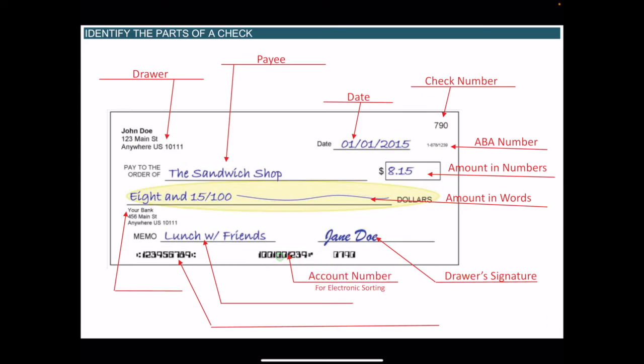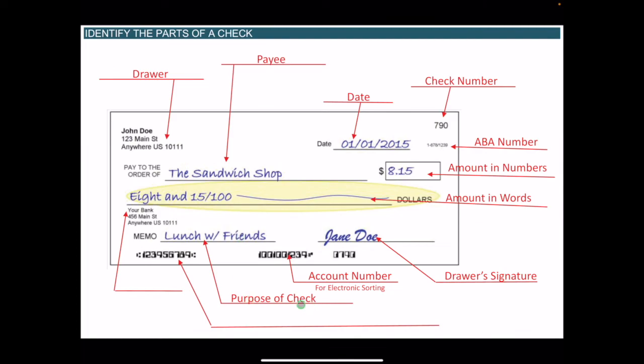Right down here, this is used for electronic sorting. These are electronic magnetic characters of your account number. And you can see the account, the bank number, and then the 790, that's the same as your check number over here.